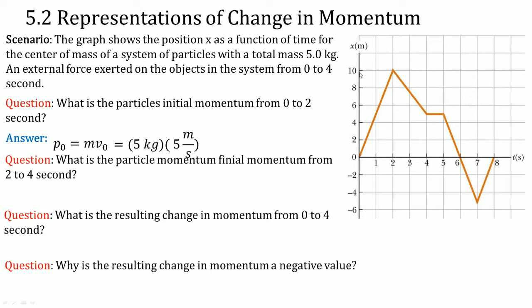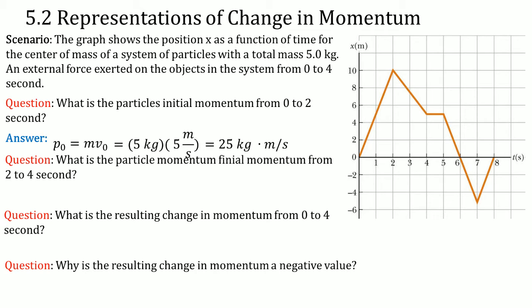Okay, or you can actually determine the slope here. You should get 5 meters per second. That is how I get the velocity here. So multiplying it, you get the first part, which is the 0 to 2 seconds. The initial momentum is 25 kilograms times meters per second.